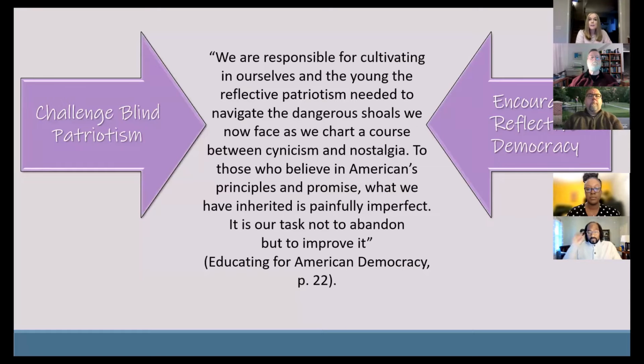There are times that history is painful. There are subjects in the social sciences that are complex and intricate. But this book really delves into the need for such topics to be discussed, and techniques and strategies on how to do so. So really, that idea of how do we encourage reflective democracy?